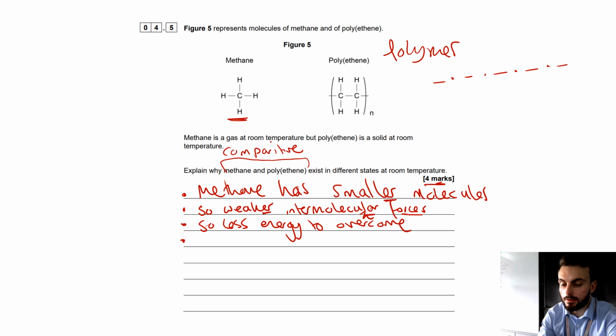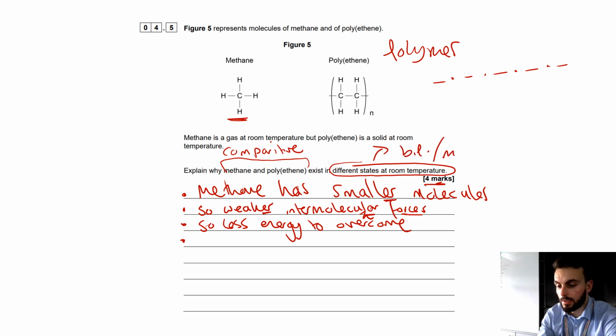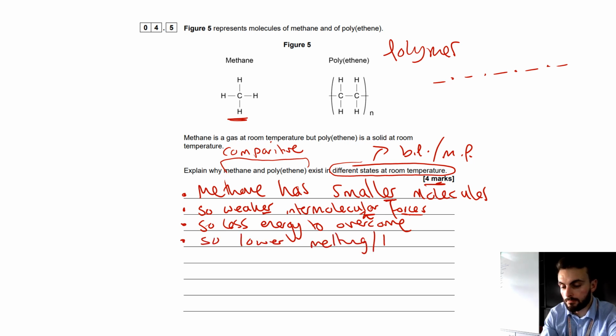Then we can say something to do with why they are different states at room temperature. This is to do with boiling point and melting point. So less energy to overcome, so therefore lower melting and boiling point. Done. You can do it the opposite way.